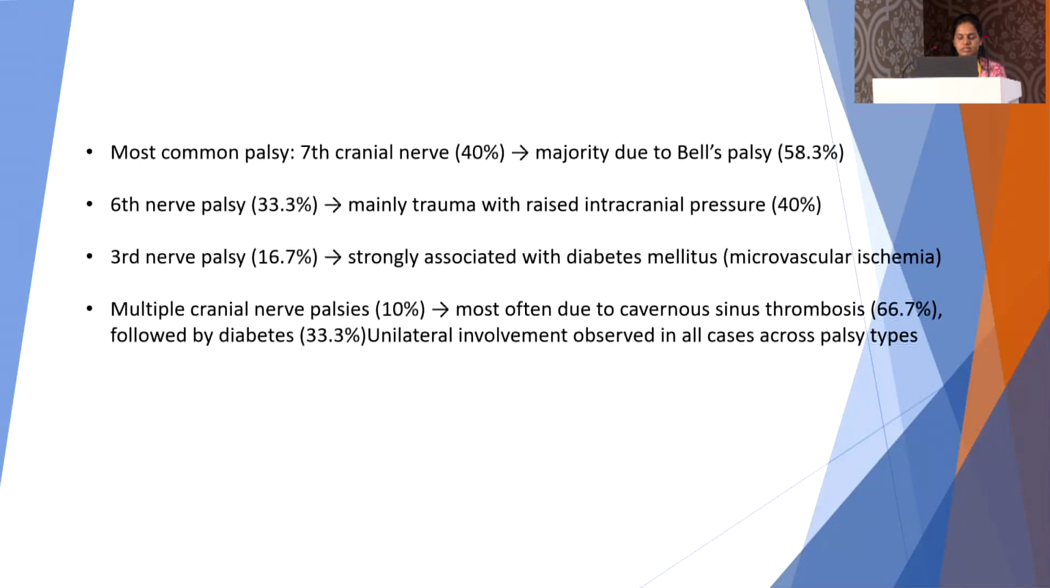So the most common palsy was 7th nerve, majority due to Bell's palsy. 6th nerve palsy was mainly trauma with raised intracranial pressure. 3rd nerve palsy is strongly associated with diabetes mellitus due to microvascular ischemia, and multiple cranial nerve palsy is most common due to cavernous sinus thrombosis followed by diabetes. Unilateral involvement was observed in all cases.